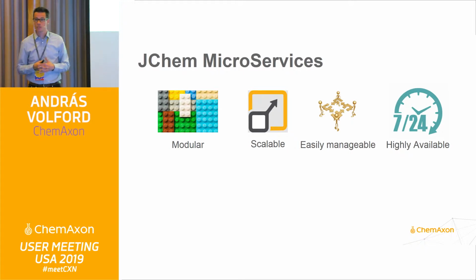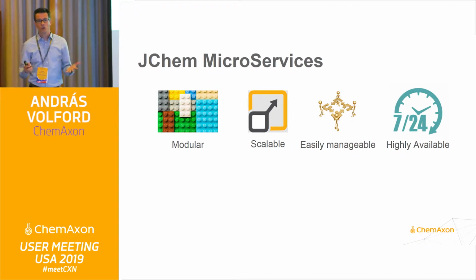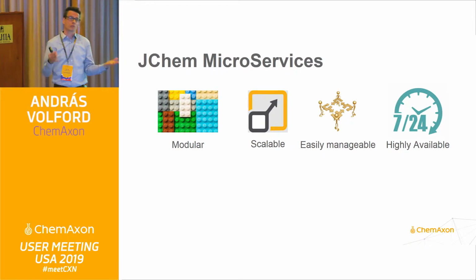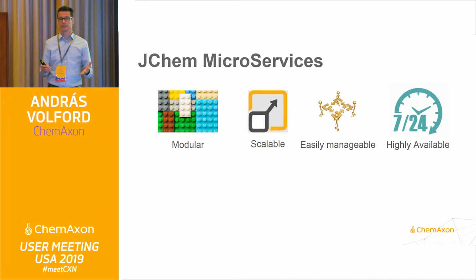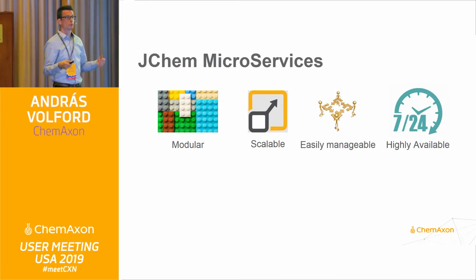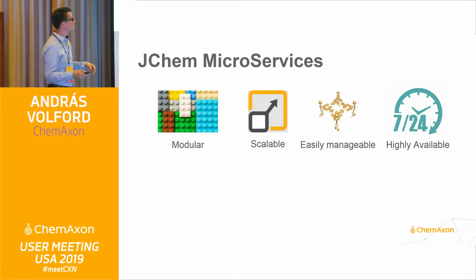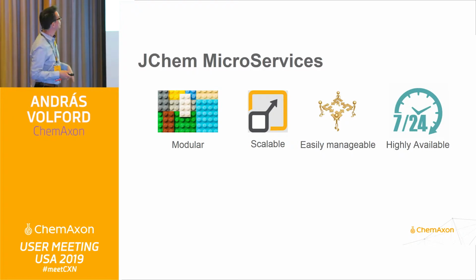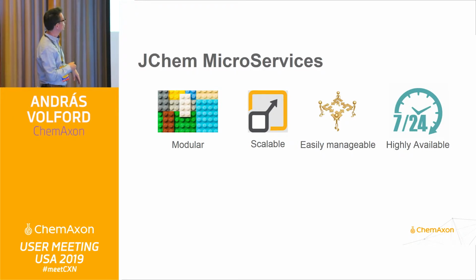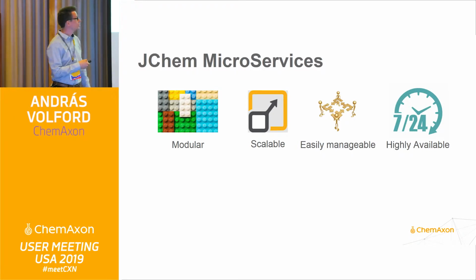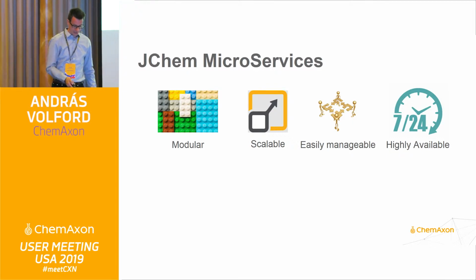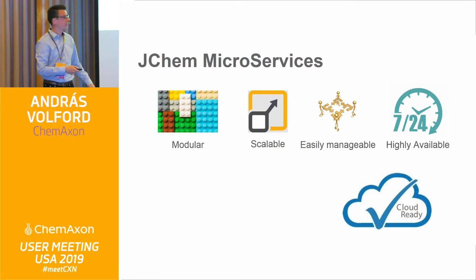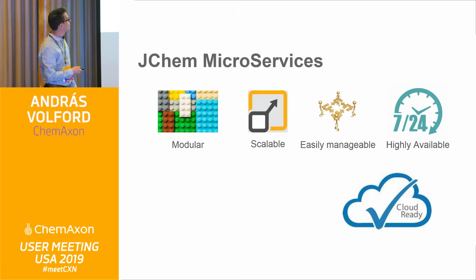And I go for the JChem Microservices. We already had, or currently we have, a monolithic JChem Web Services. And what we wanted to change is exactly the monolithic service into a modular one, a microservice architecture. We wanted to make it modular, scalable, easily manageable, and a highly available service. And if we have these features, then we can say that this solution is a cloud-ready solution.